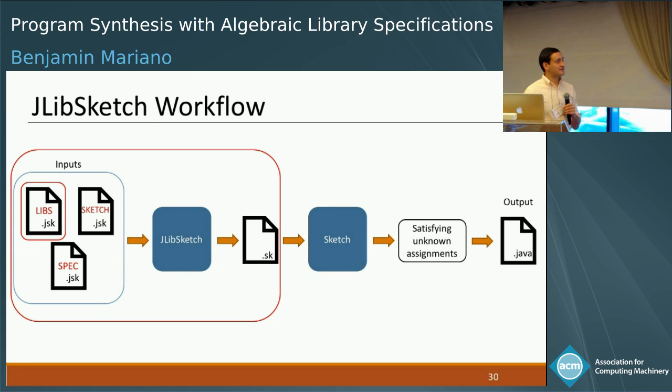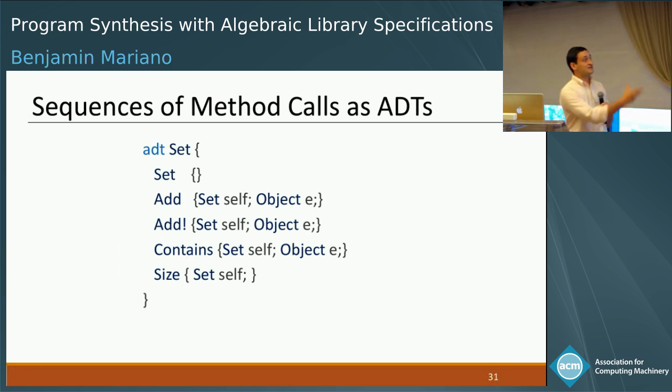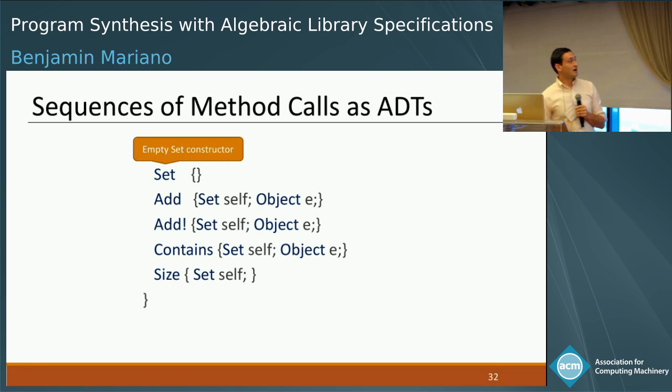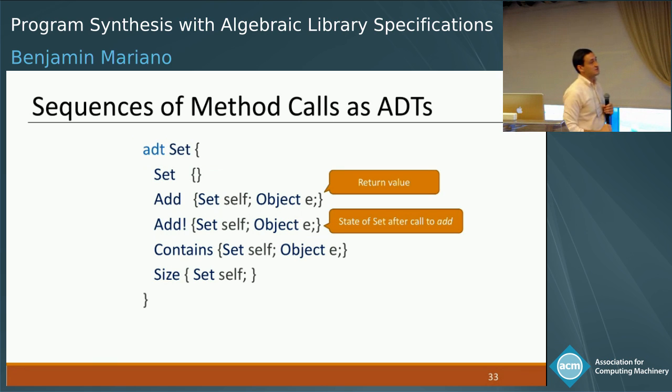So how do we actually translate these libraries? Well, you recall we have these sequences of method calls, which is the left-hand side of our rewrite rule. And we're going to represent these using ADTs. So in particular, each of these 5 elements is going to be a constructor. The first is going to represent the empty set, so it takes no arguments. And the second 2 are going to be our add and add bang. So we've already seen the add exclamation mark, which indicates the state of the set after a call to add. And the first one is just what I told you about, the actual return value of the method. So you'll notice for contains and size, there's no exclamation mark methods. This is because they don't affect the state of the set.